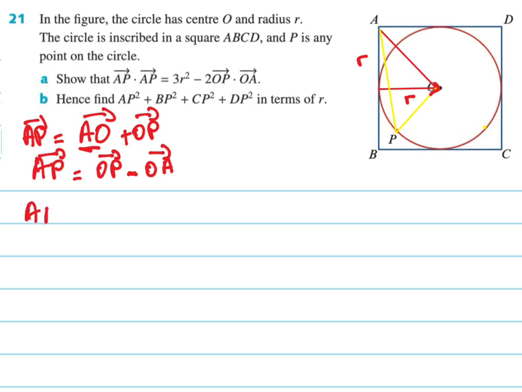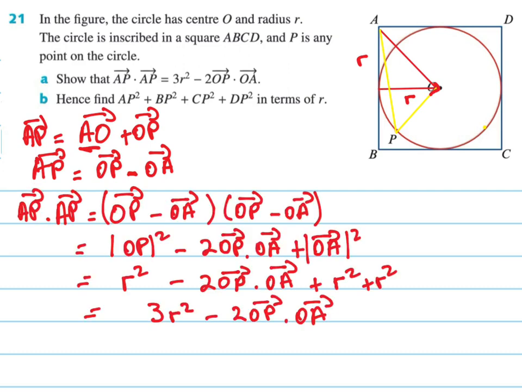So we're going to find the dot product of AP, and that's going to enable us to say that the magnitude of OP squared minus 2 OP dot OA plus the magnitude of OA squared is equal to what you see in this line here, which leads to 3R squared minus 2 OP dot OA. You might want to pause the video and think about that.